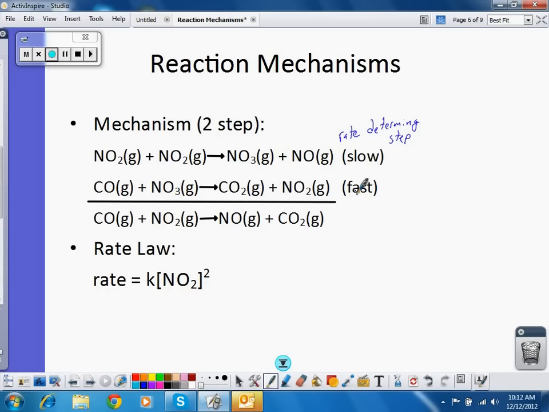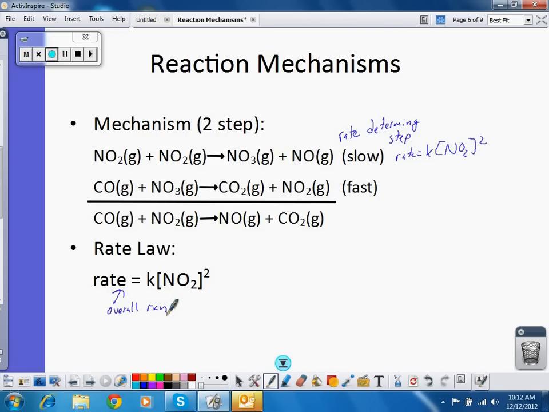So the rate law for this slow step is equal to k times the concentration of NO2 squared. Since this slow step is the rate determining step, the rate law for the slow step is the rate law for the overall reaction. So this would be the rate law for the overall reaction. And that's what we mean when we say that the mechanism must account for the experimentally determined rate law.